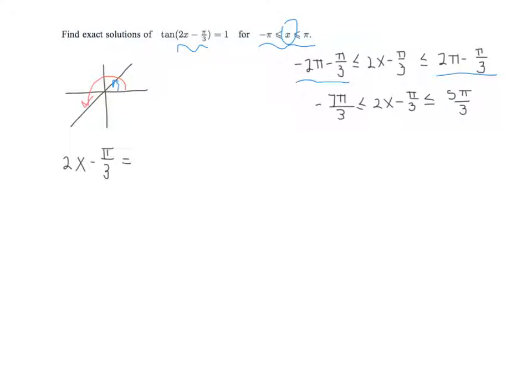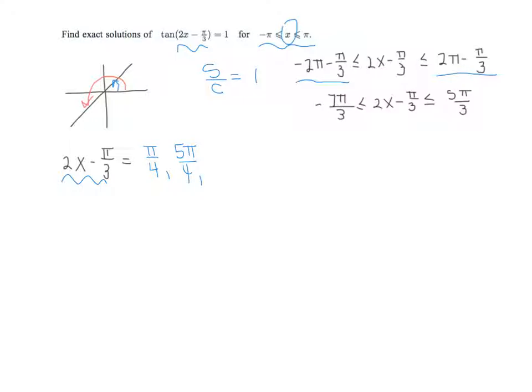Now, let's think about where tangent equals 1. Tangent again is sine over cosine, and the sine and cosine values have to be the same in order to become 1. And that's an easy one because we know it has to be pi over 4. Tangent is positive on the first and third quadrants. So 2x minus pi over 3, the angle, is equal to pi over 4, and then the next angle will be 5 pi over 4.